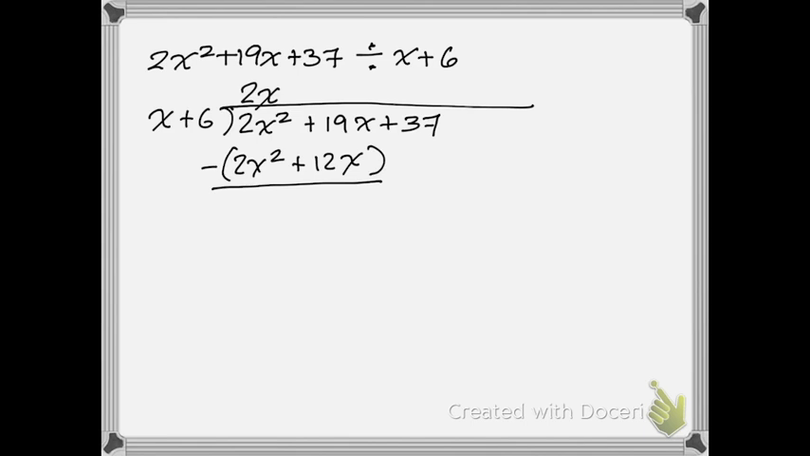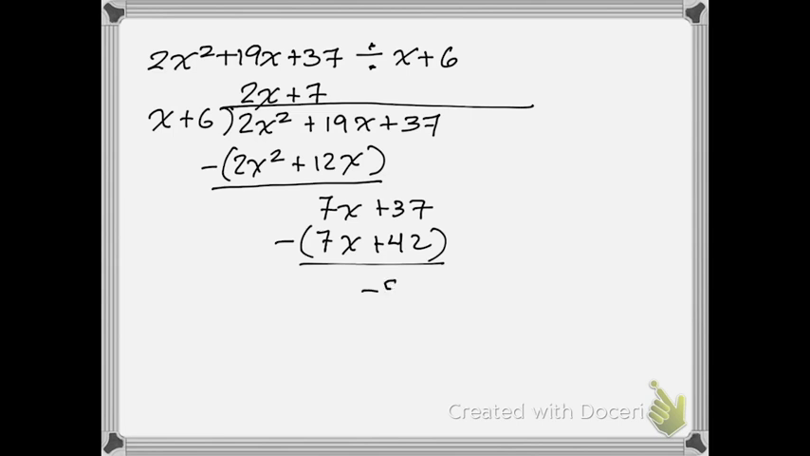from the line above. So 2x squared minus 2x squared is 0. 19x minus 12x is 7x. And then I'll bring down the 37. Now I'm looking at x times what is equal to 7x? And that, of course, is easy enough. That's 7. 7x plus 42. You see where I got that, right? 7 times x plus 6. I'll subtract those, and that'll give me 37 minus 42 is negative 5.